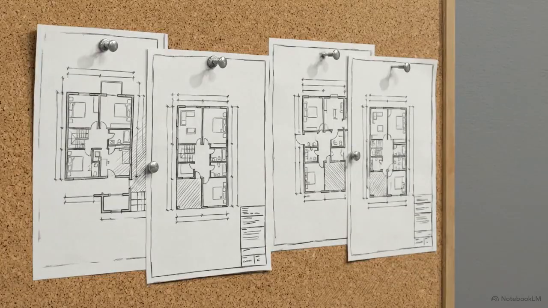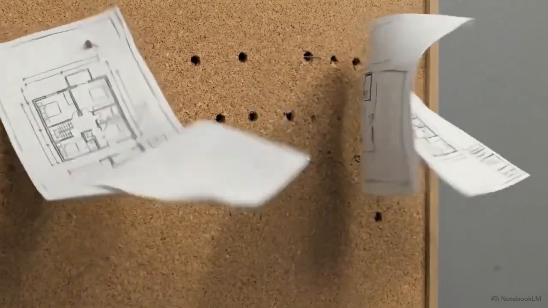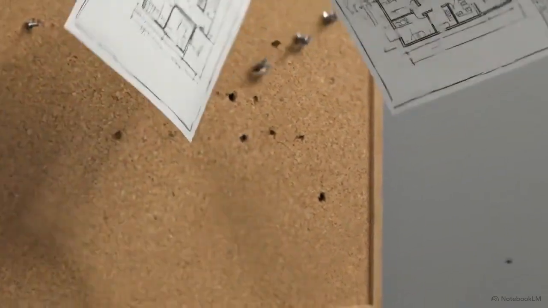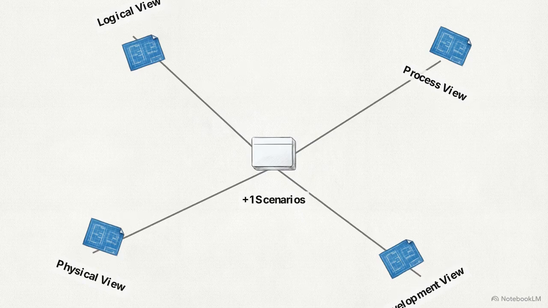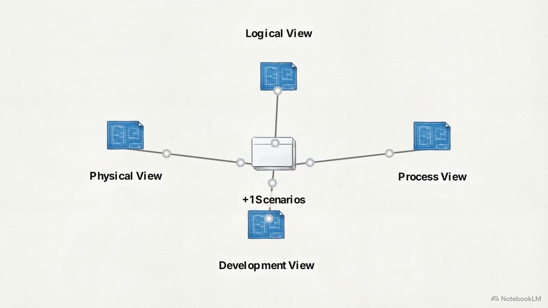But it creates a new vulnerability. 4 isolated teams building separate blueprints lack a central gravitational force to keep their designs from contradicting one another. The solution to that fragmentation is the +1 in the 4+1 framework, the scenarios view. The scenarios view acts as the architectural glue. It forces isolated engineering disciplines to align by illustrating how components must collaborate.